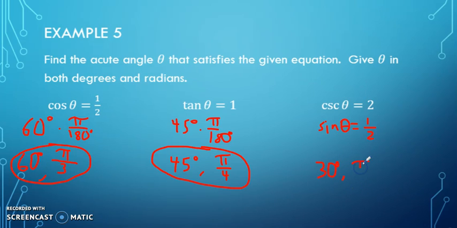And hopefully you'll start to memorize some of those radian measurements from their degree counterparts from using them over the next few weeks as well.